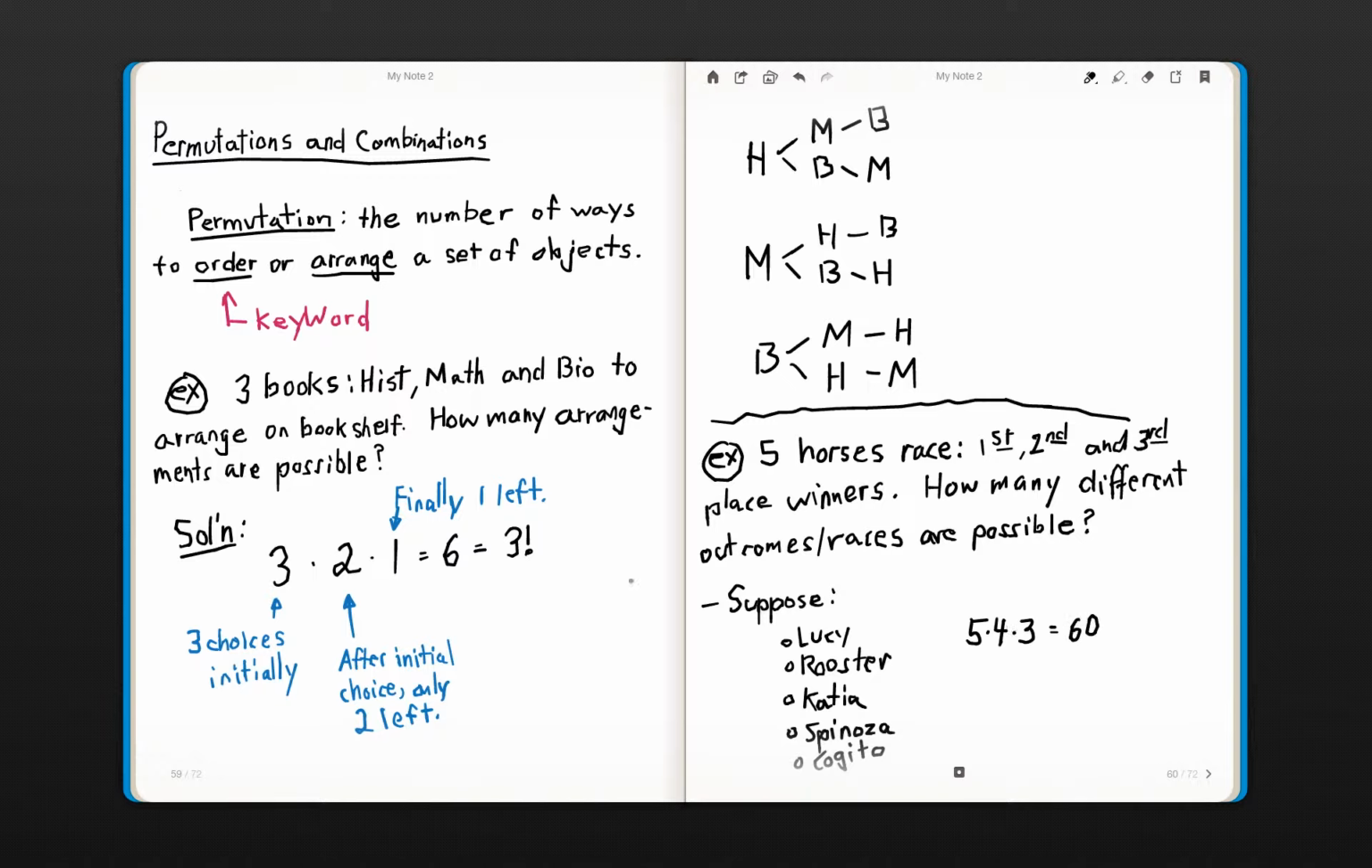So this is similar to this problem here, except we stop at 3 because we only have 3 horses that can win. But it's the exact same principle over here. So the other 2 horses you can think are just kind of left out.